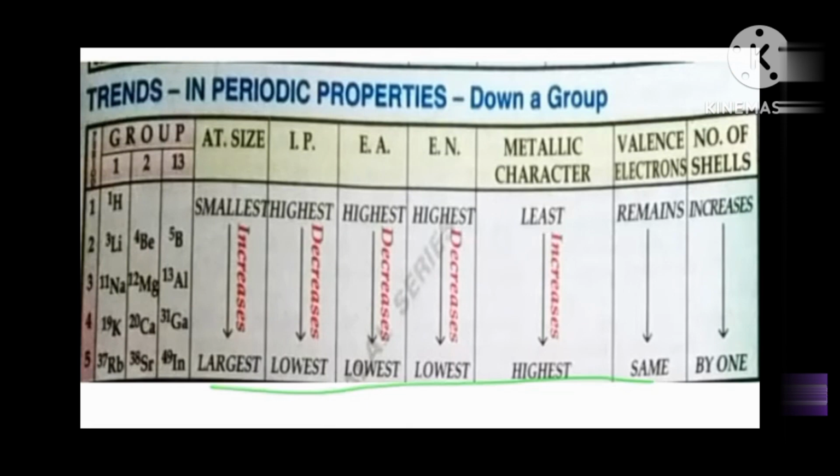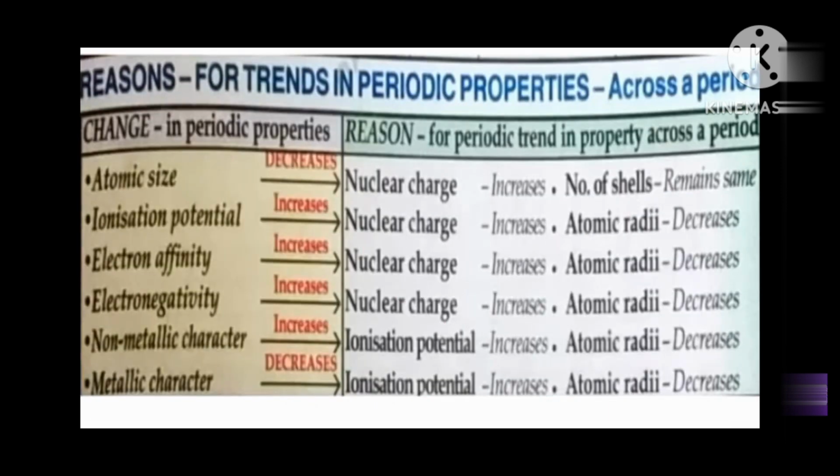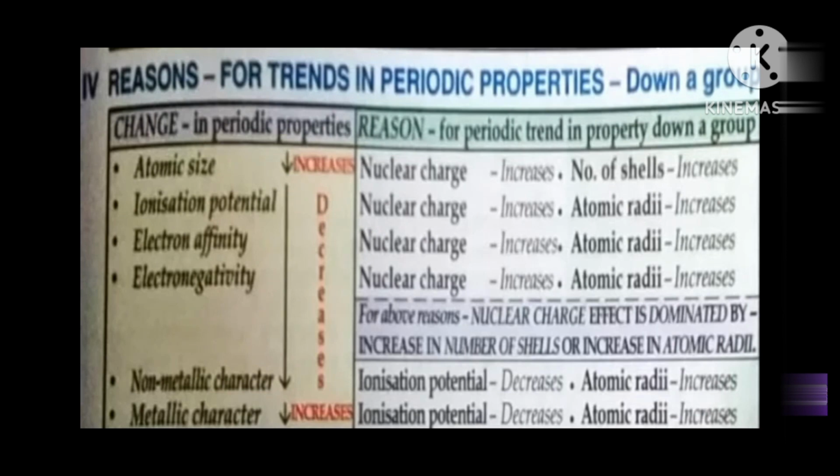Here also you can make a mnemonic and remember what happens down a group. This we have already learned in previous parts. This is only the summary that is given on page number 15. You can refer to that. You all have to learn it. If you learn this summary chart, then you can say you have done the full chapter. But you also have to read the factors and all that. Yes, this summary table is important.